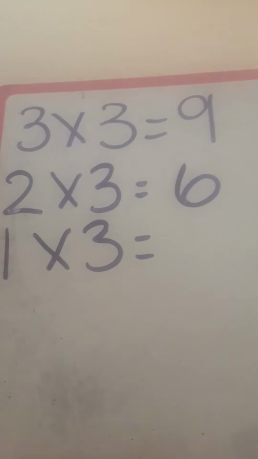Is 6. Now if I take my group away, I have 1 group times 3, which would give me, well, you just have to count them up and it would be 3. And of course we know that if we have 0 groups, 0 times 3 would be 0.